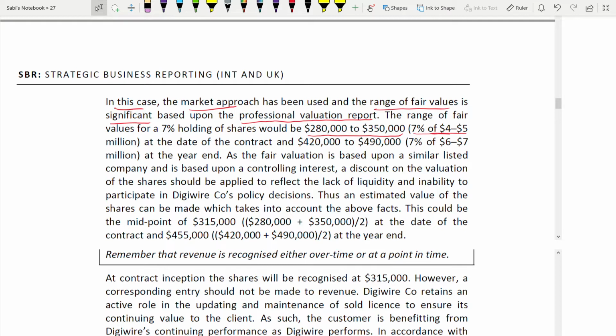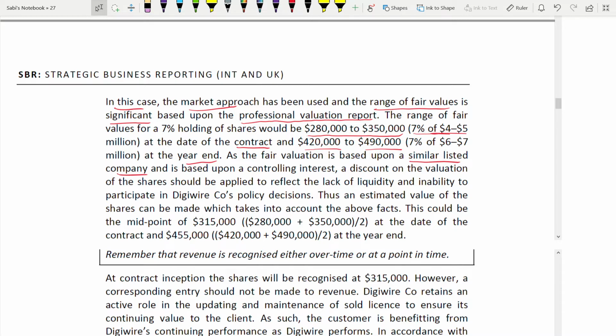Next, that is at the date of the contract. But later at the year end, what was it? It changed to 420 to 490, because 7% of 6 million and 7% of 7 million. So it increased very much. Okay. As the fair value valuation is based upon a similar listed company and is based upon a non-controlling interest.